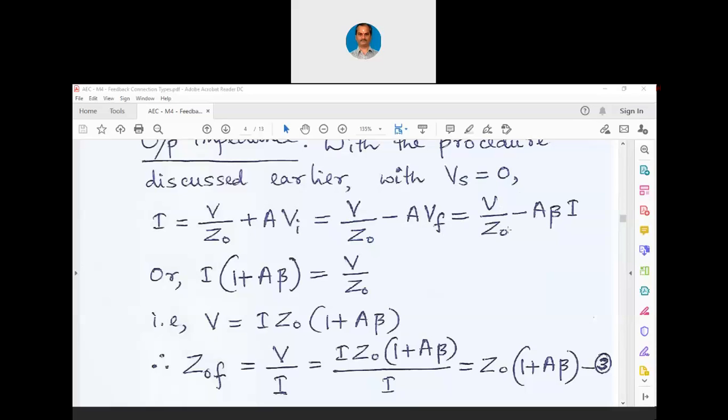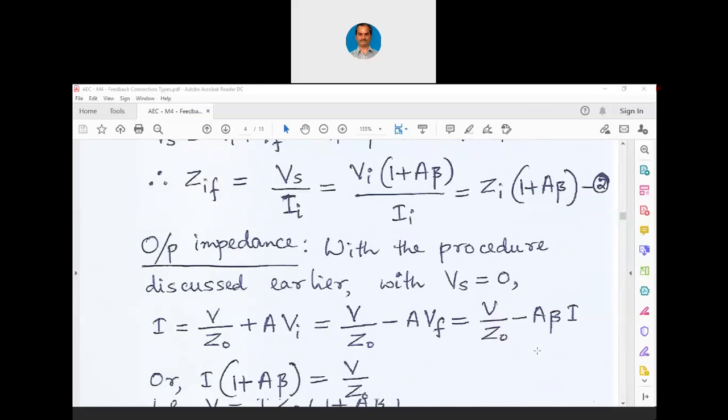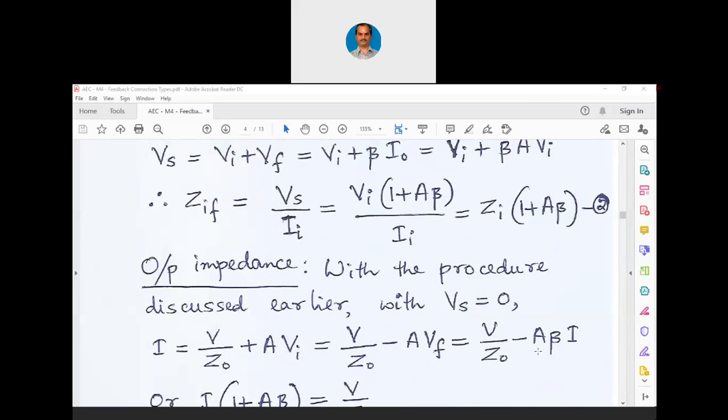So that is V by Z0 minus A into beta into I, or I into 1 plus A beta equals V by Z naught. That is V equals I into Z naught into 1 plus A beta. So therefore now output impedance with feedback Z0F is equal to V by I equals, substitute for V, I into Z naught into 1 plus A beta divided by I. Now I gets cancelled, we get Z naught into 1 plus A beta. That means output impedance is going to be increased in this connection, and even the input impedance is also going to be increased in this connection.